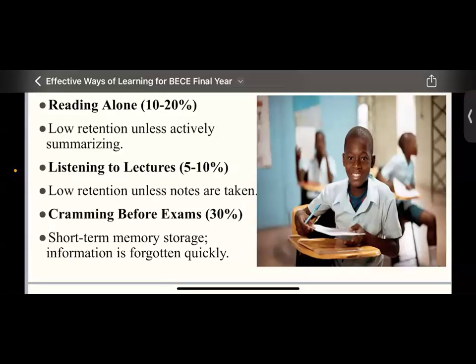You still have a month or two to write your exam. Do so, start learning them. Don't wait till the time is getting close. You'll be hurting yourself and you'll be deceiving yourself. Short-term memory storage information is forgotten quickly. So start ahead of time.